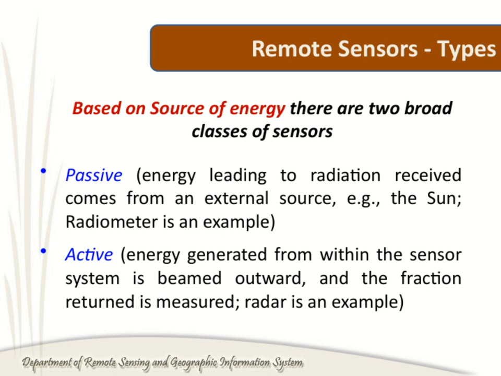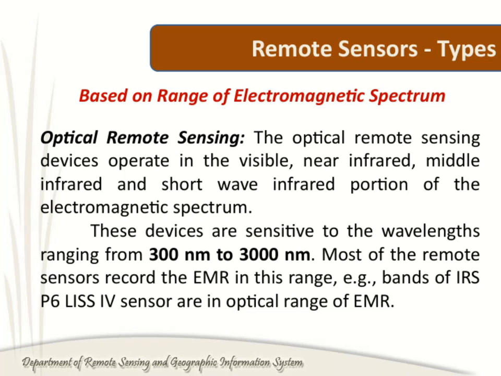Understanding these two types is fundamental, because they influence how we design and interpret remote sensing systems, especially when we're considering their applications in environmental monitoring, mapping, or resource management. So, whether a sensor is passive or active depends on its energy source, which in turn affects how it collects and processes data.